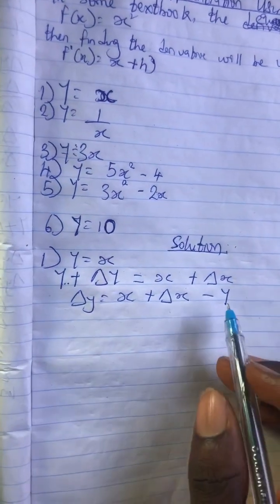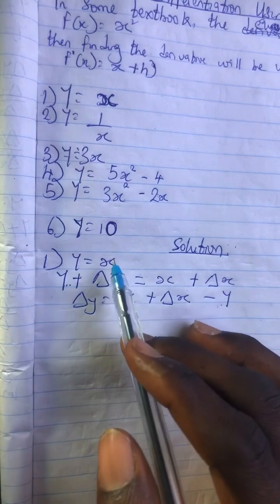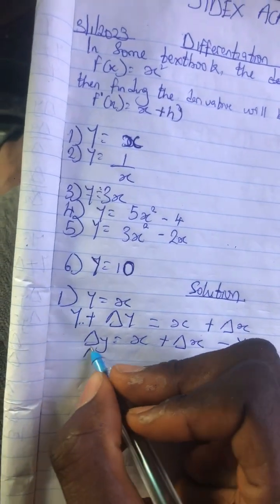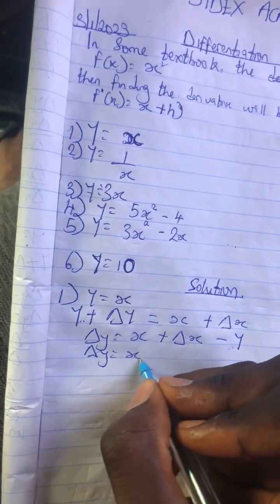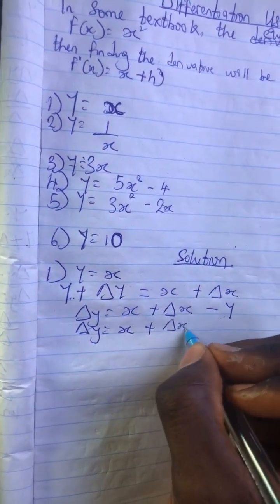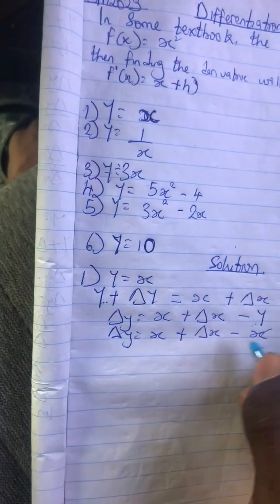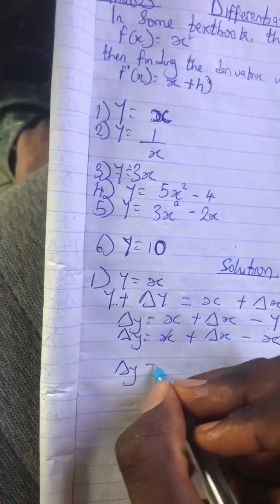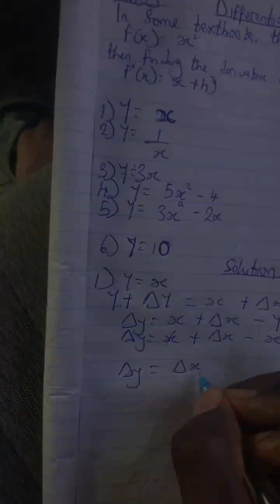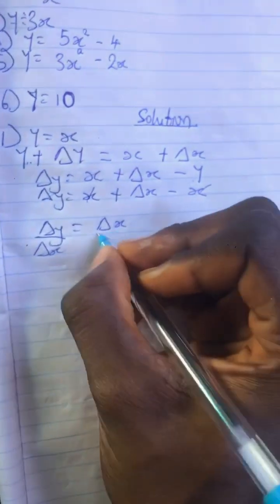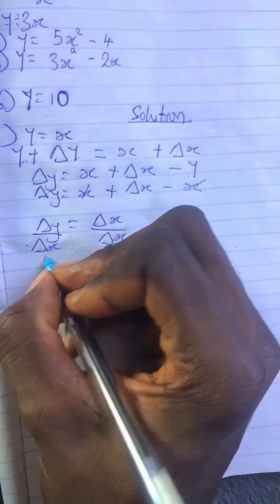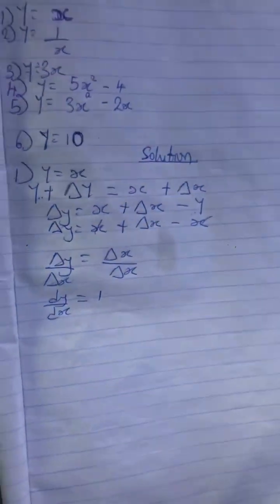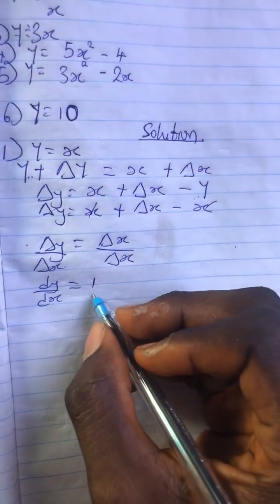And from our question, we know that y is equal to x. So therefore our dy is equal to x plus dx minus x. We know that x will cancel out each other. Therefore dy is equal to change dx by change. Therefore our dy dx is now equal to 1. So this is our final answer here.